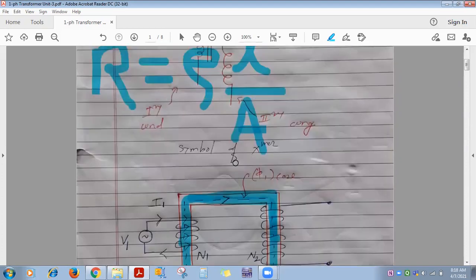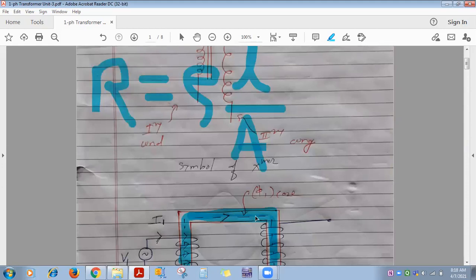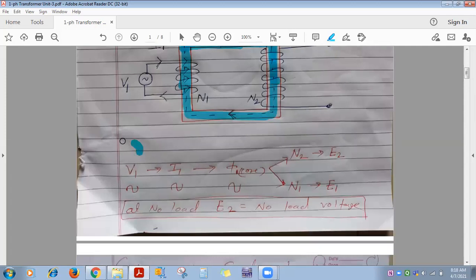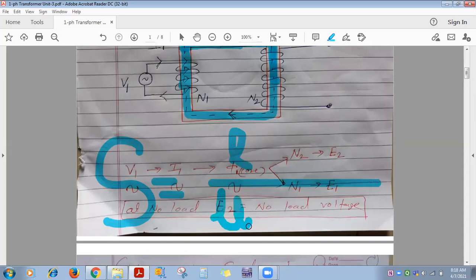Now this magnetic material is made up of silicon steel. What property does this magnetic material have? Its relative permeability is very high. Like for metals, their conductivity is very high, similarly for these magnetic materials, their relative permeability is very high. So if you see the formula of reluctance, it is equal to L divided by mu 0 mu R A.